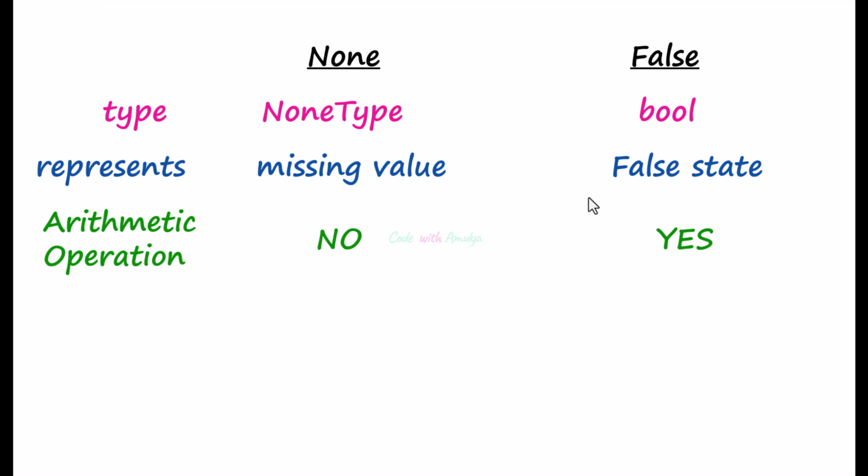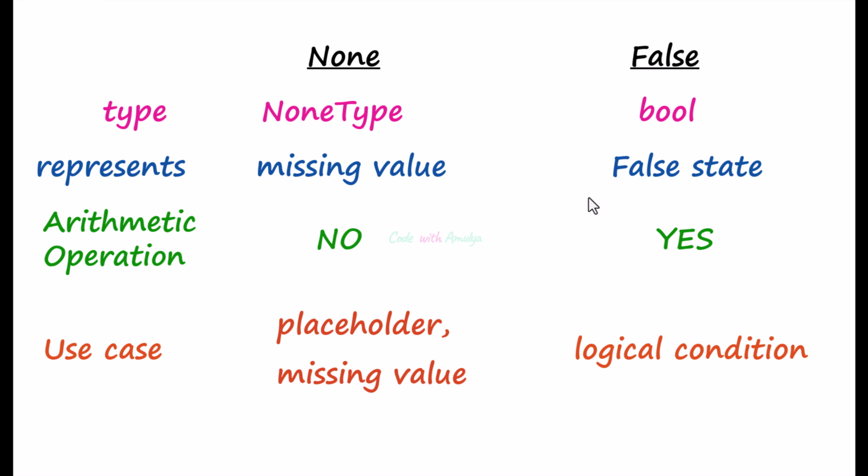We can use None to represent missing data or as placeholders in data structures or in function definitions and all. And False is used in logical conditions. Okay, so these are the few differences. Okay, so this is about None and False.